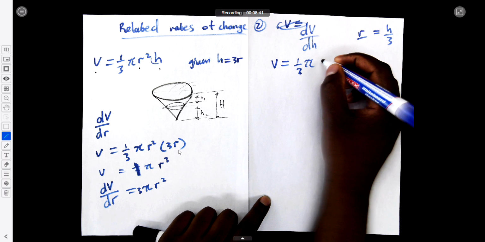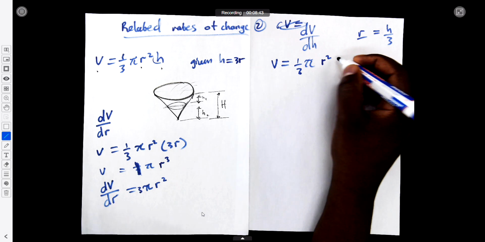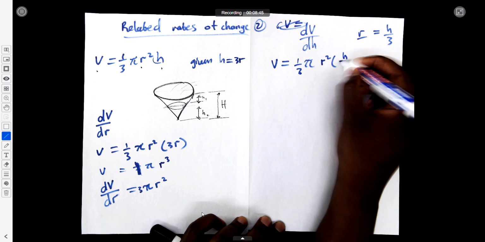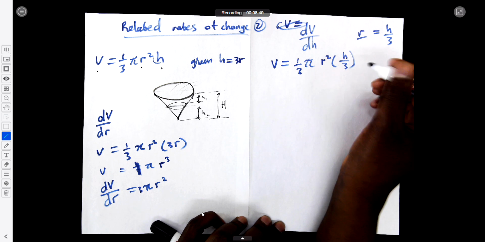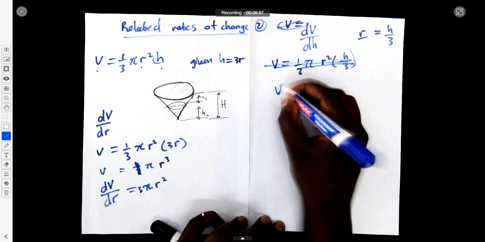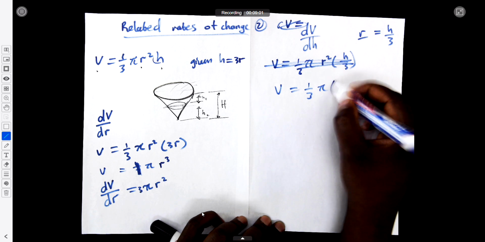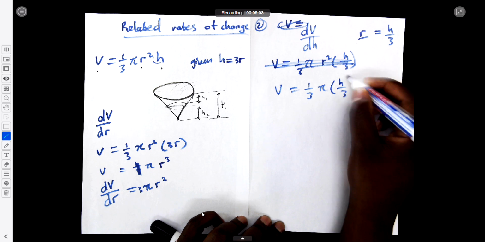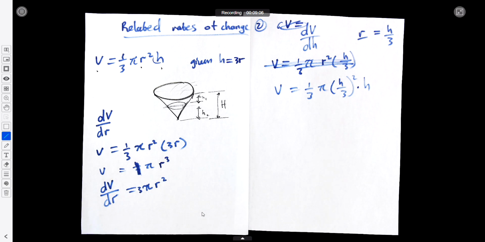Where am I substituting? I substituted in the wrong part. So therefore V is equal to 1 over 3 pi. So I want to substitute the value of R there. So it's H over 3 to the power of 2 times H there, the original equation.